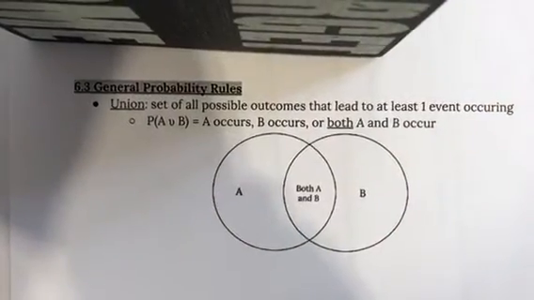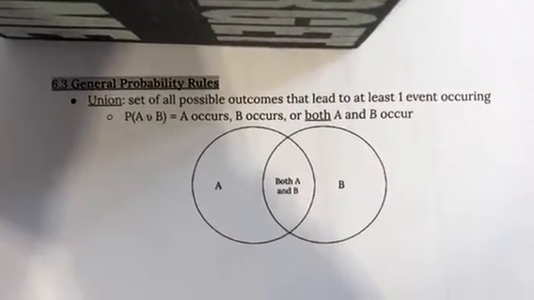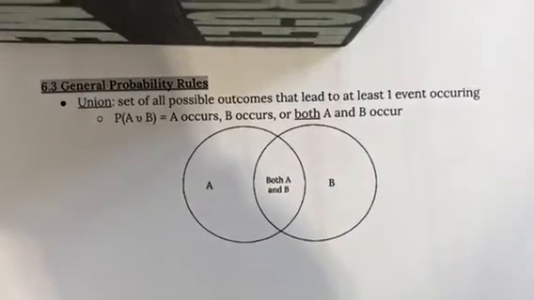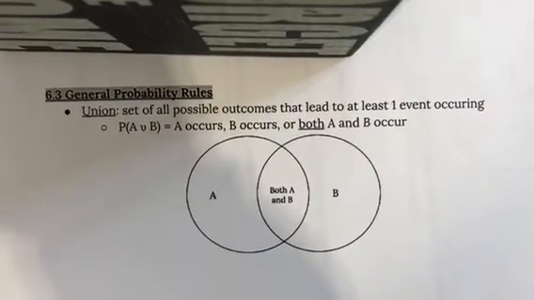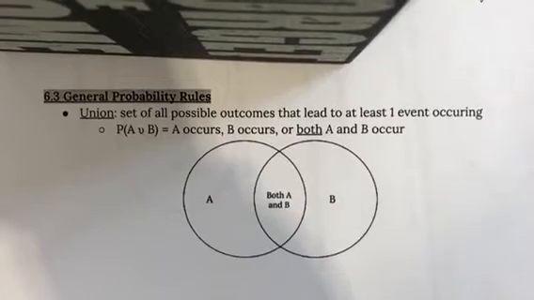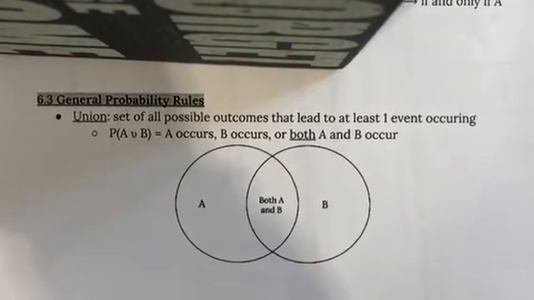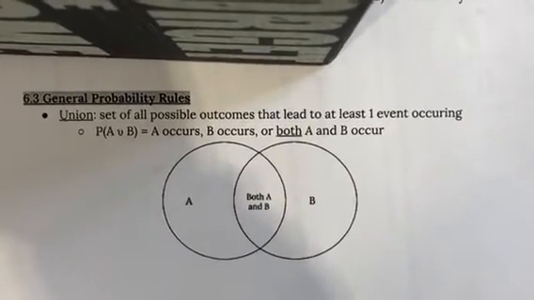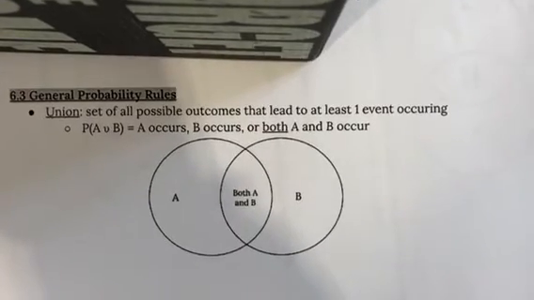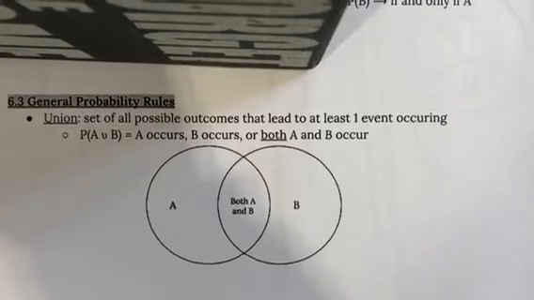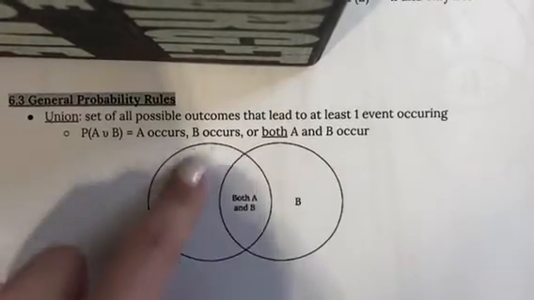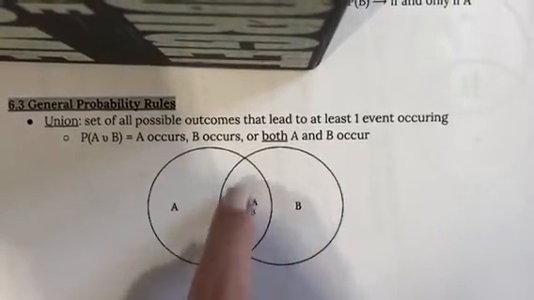6.3 talks about general probability rules, and first it introduces the idea of union. Union means the set of all possible outcomes that lead to at least one event occurring, and the probability of A union B means A occurs, B occurs, or both A and B occur. So in this graph, it will be this part, or the middle.